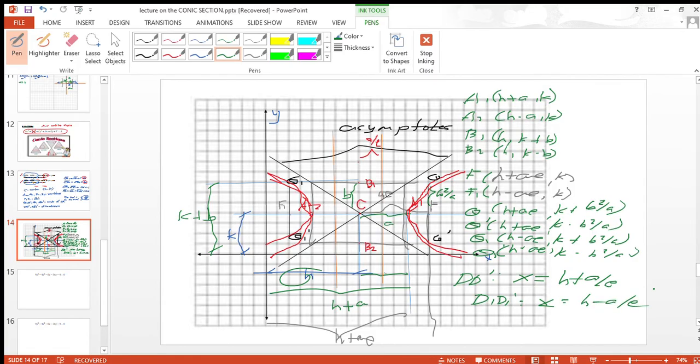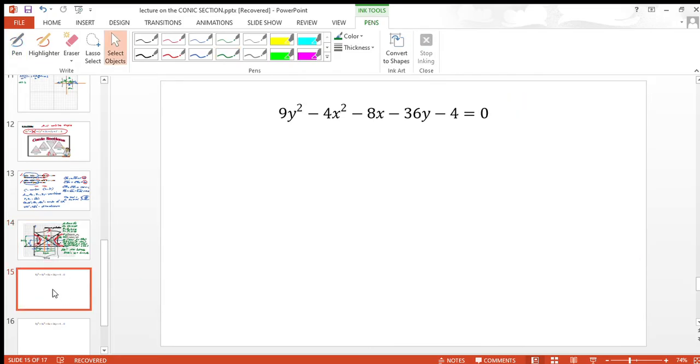Of course, if your hyperbola will now be having its transverse axis parallel to OY, then you have to change the orientation. But anyway, at least you have here the parts and how to locate those points. So let's look at an example.